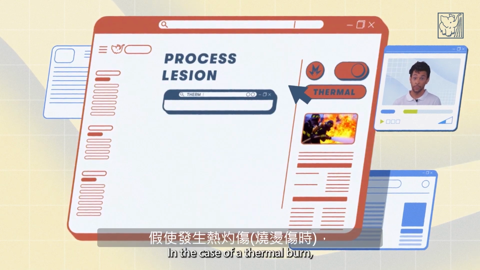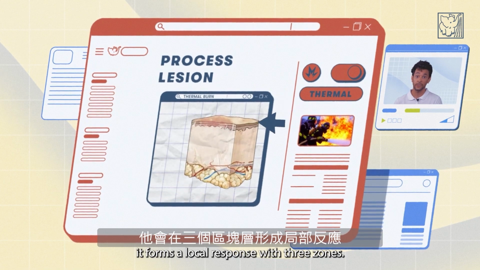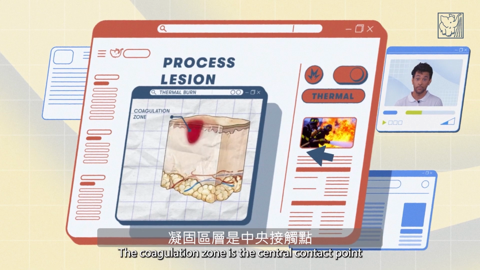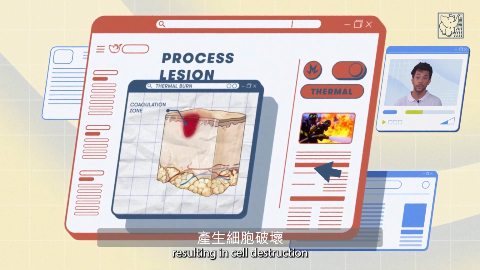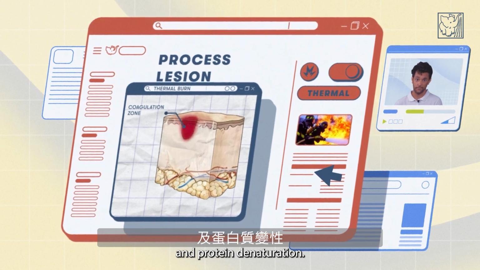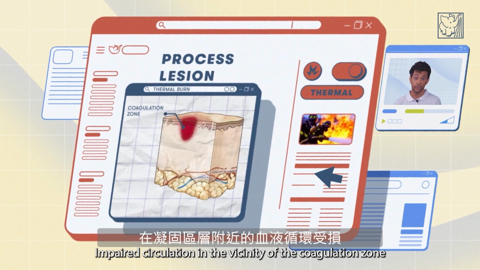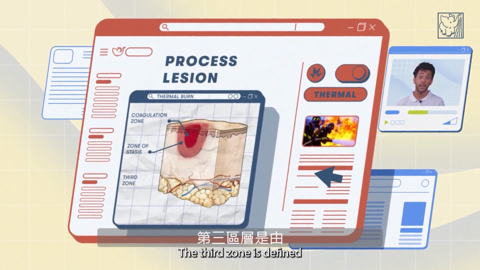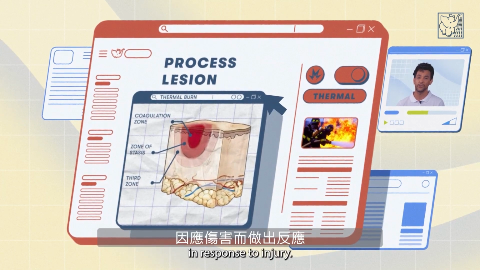In the case of a thermal burn, when excessive heat hits the skin, it forms a local response with 3 zones. The coagulation zone is the central contact point for maximum damage, resulting in cell destruction and protein denaturation. Impaired circulation in the vicinity of the coagulation zone leads to a second peripheral zone of stasis. The third zone is defined by abnormal accumulation of blood in response to injury.